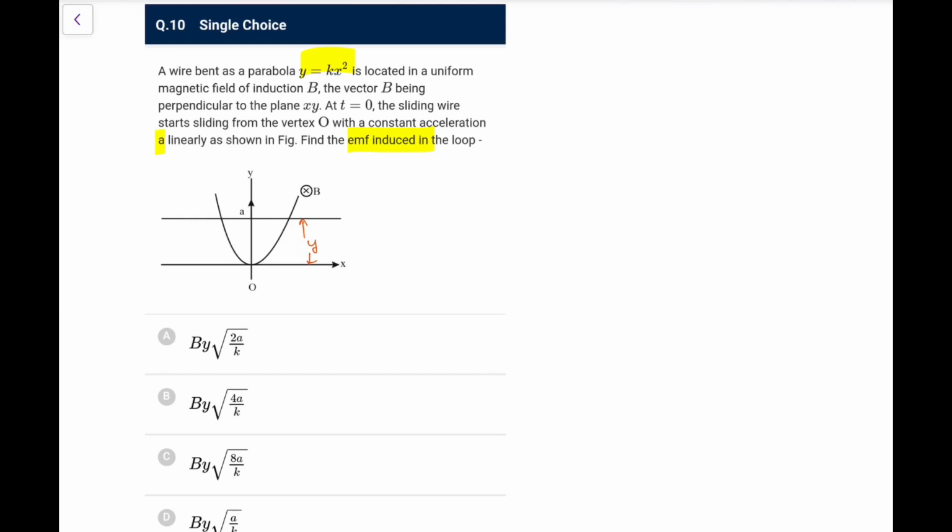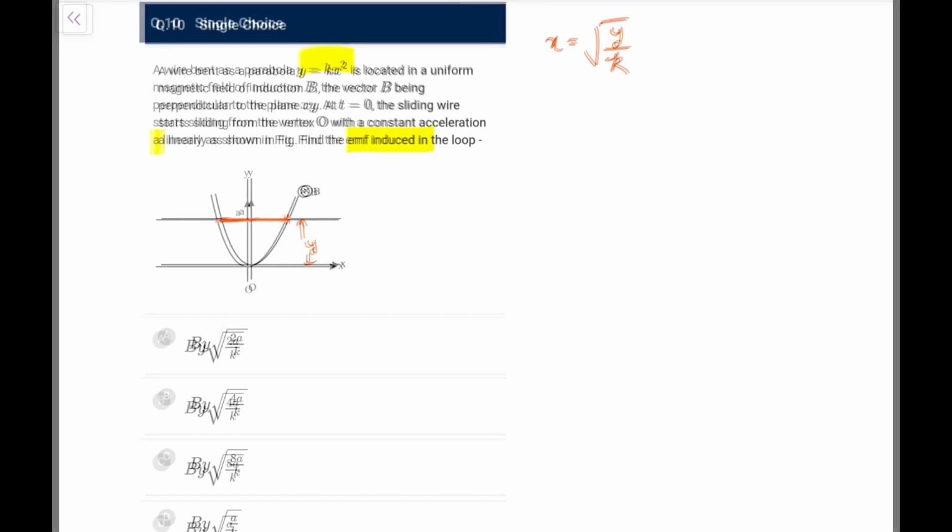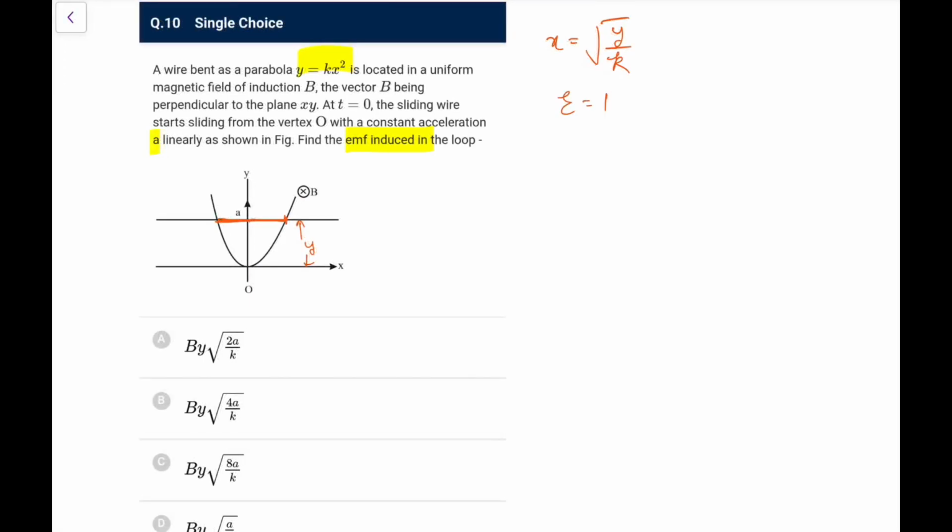So this y equals kx square, so I need to find out this length x. So x would be equal to root of y by k. So this length that would be incorporated would be 2x. Since it is sliding, I can use the motional EMF. E would be BVL, and that V into L will be 2x.